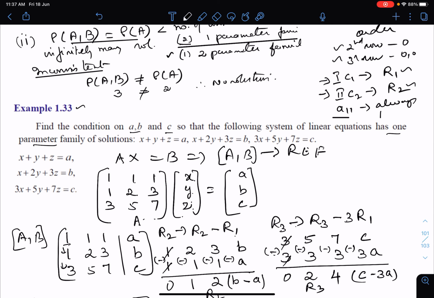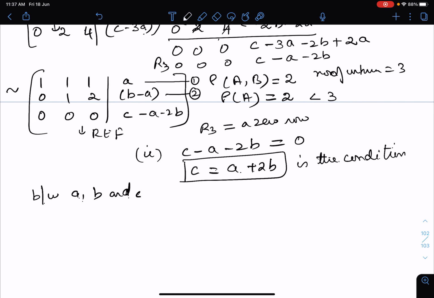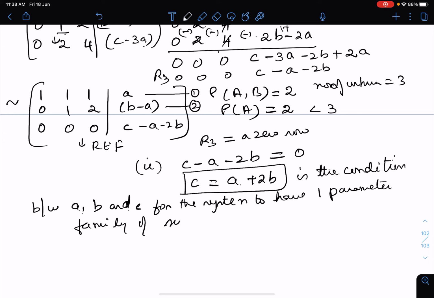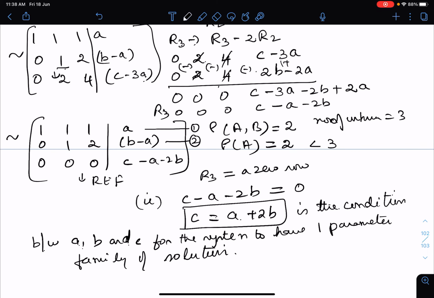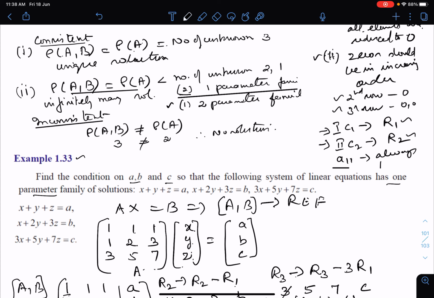What have they asked us? C for the system to have one parameter family of solutions. Okay, so it should be clear. You should understand this point. Why are you writing it as one parameter solution? I have given you in the hint itself and I have repeated in each and every problem.